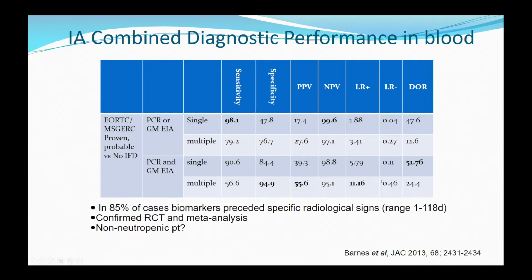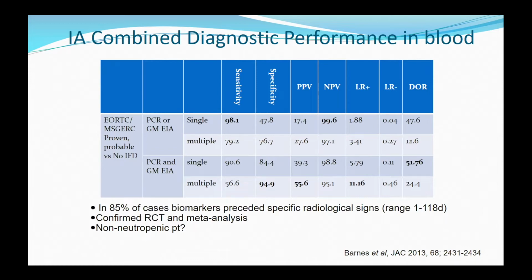The positive likelihood ratio, which is less influenced by incidence, is greater than 10. So when you have multiple positives by both tests, there's a really good indication that your patient has aspergillosis. The best threshold is a single positive by galactomannan or Aspergillus PCR, as highlighted by the highest diagnostic odds ratio. The combined performance of Aspergillus PCR with galactomannan has been confirmed by various randomized controlled trials from Europe and Australasia, and by meta-analyses that confirm this is the way to go for the diagnosis of invasive aspergillosis in your hematology patient.